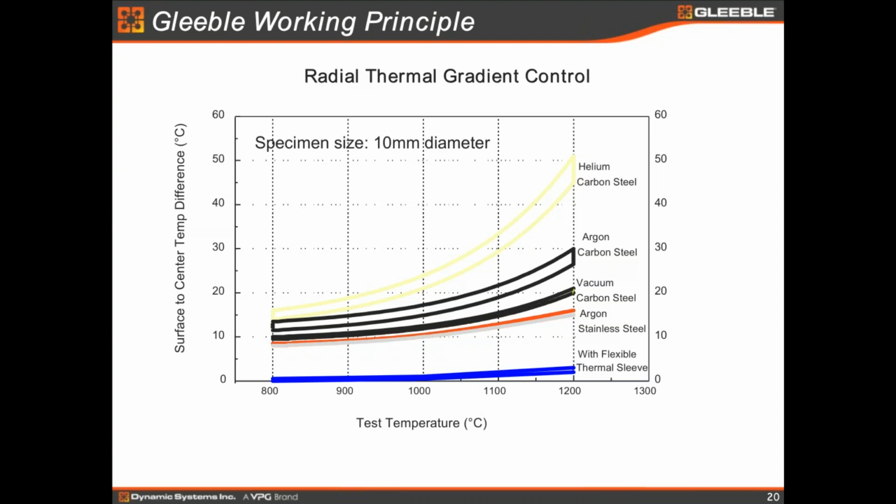If you look at this data at 1200 C, we would have almost 50 degrees C difference in the environment of helium with carbon steel as a specimen. When the specimen surface temperature is 1200 C, the center is almost 1250. If you change the helium to argon, then the temperature difference will be around 30 C. If you do it in vacuum, it goes down to almost 20 C. Why? Because in vacuum, there is no convection heating. But there's still a big radiation heating, because radiation goes as T to the fourth power.